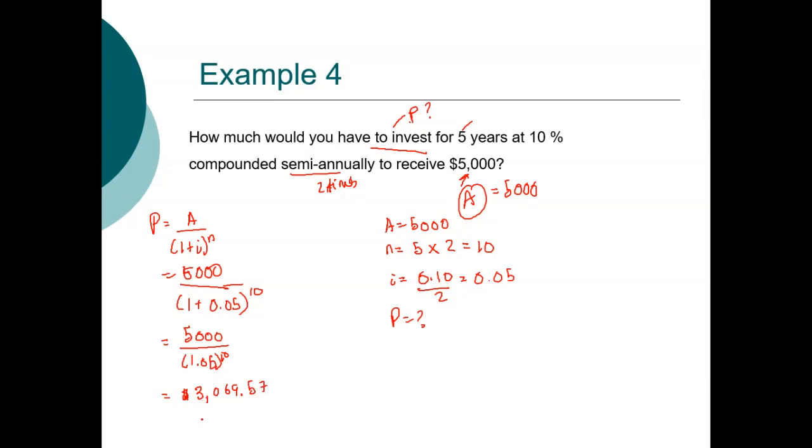$3,069.57. This is a comma, sorry. I don't know why I used a comma there. I didn't have to. So this person would have to invest 3,000, let's say 3,070 really, if at the end of 5 years with this interest rate compounded semi-annually, they want to earn $5,000 by the end of that term. So that's how much.